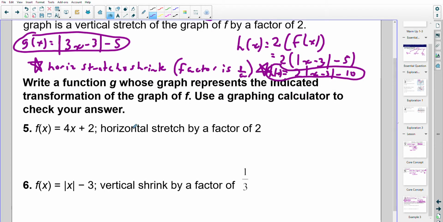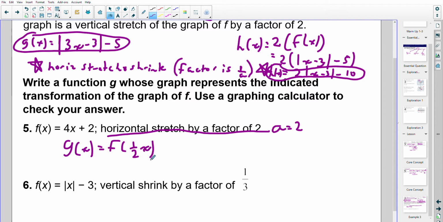We're doing one more. This horizontal stretch by a factor of 2 again. That really means that your A is equal to 2. So it's a horizontal stretch, so you have to use 1/2 when you multiply it into this equation. So that means that, let's just call it g of x is equal to f of 1/2 x.